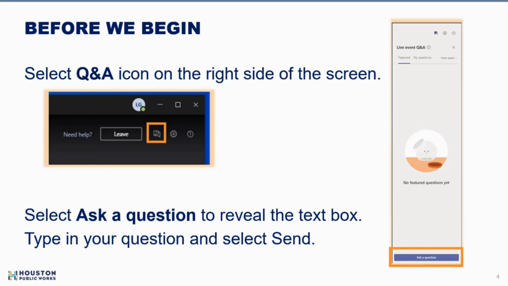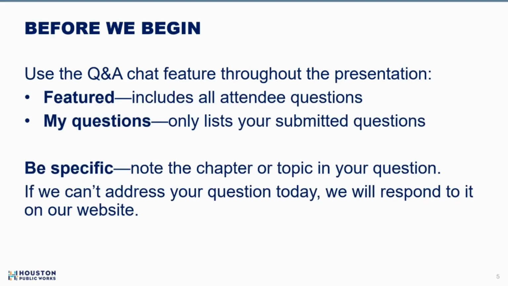If you're not familiar with the Teams live event environment, this slide provides a quick guide. Select the Q&A icon on the right side of the screen and select the Ask a Question box near the bottom of the screen to ask your question. Under the Q&A feature tab, you will find all attendee questions. Under the My Questions tab, you will find only the questions you've submitted. When you type your questions, note the IDM chapter and topic to give your question context.